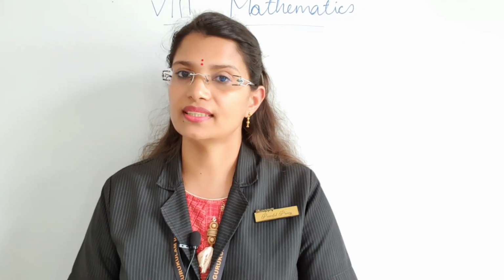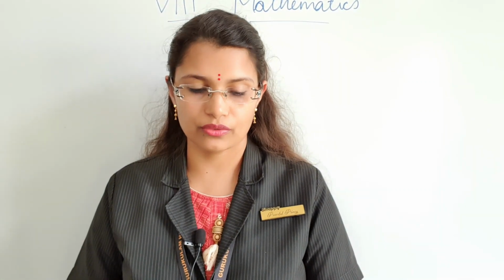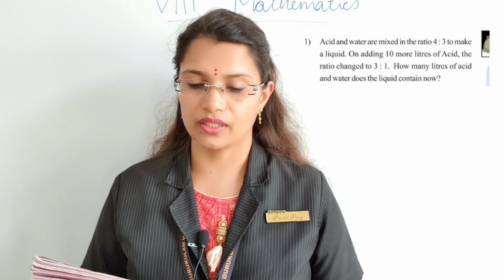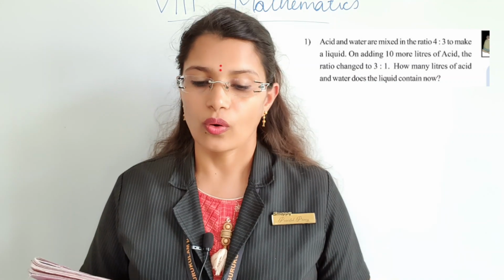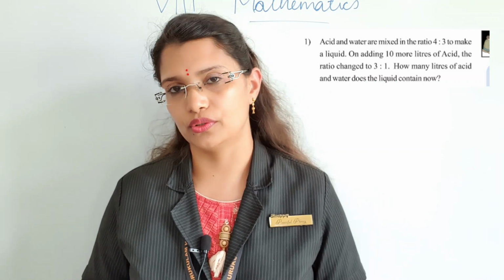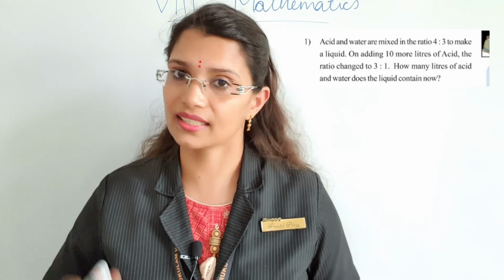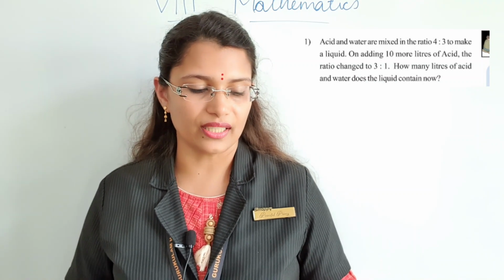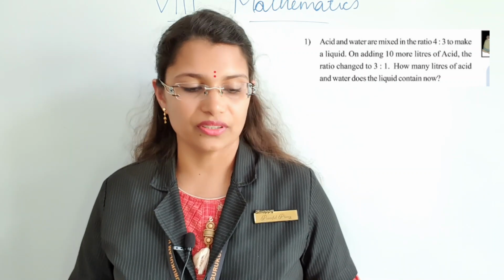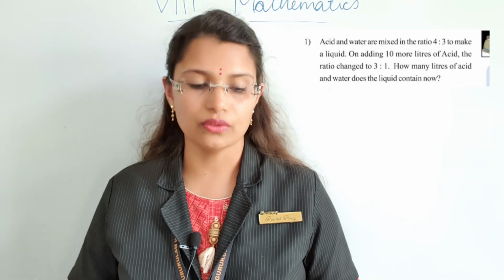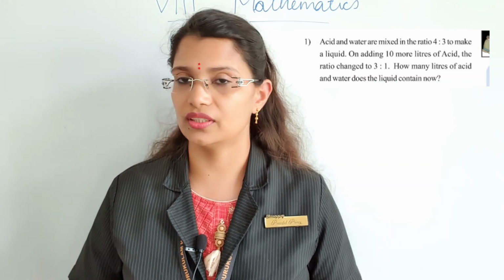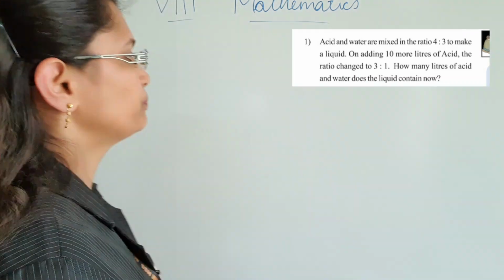Children, next topic is changing relation. Let us do the first question. Acid and water are mixed in the ratio 4:3 to make a liquid. On adding 10 more liters of acid, the ratio changed to 3:1. This is changing relation, right? How many liters of acid and water does the liquid contain now? This is the question. So what is the ratio? 4:3. Then on adding 10 more liters of acid, the ratio changed to 3:1.